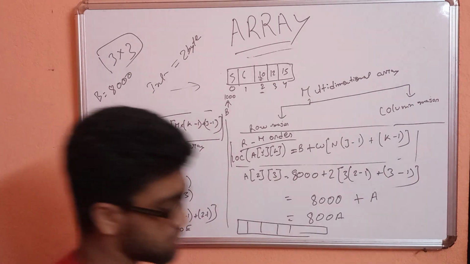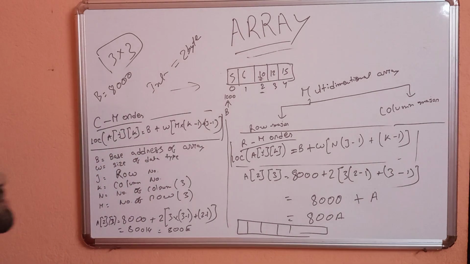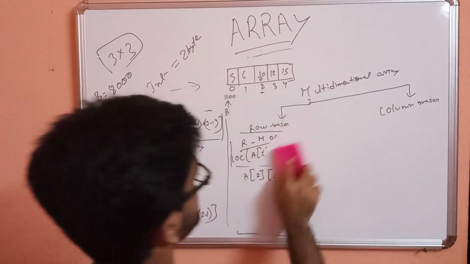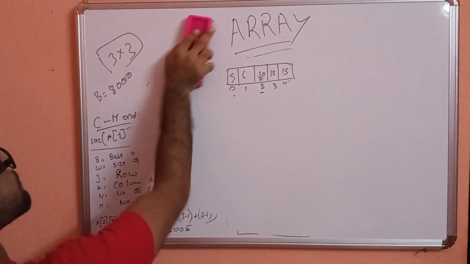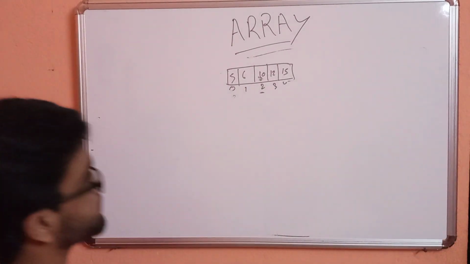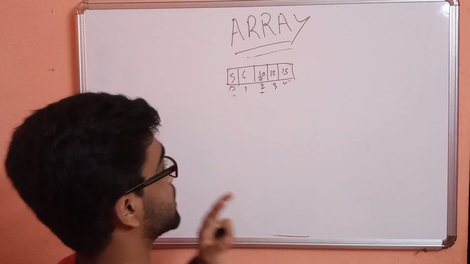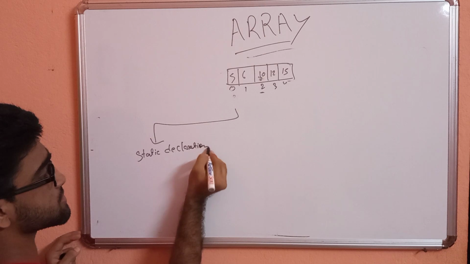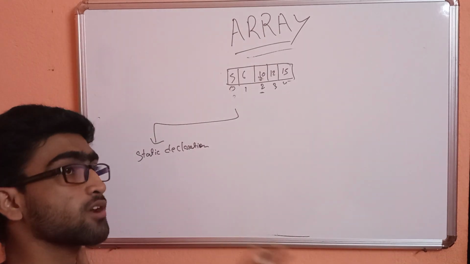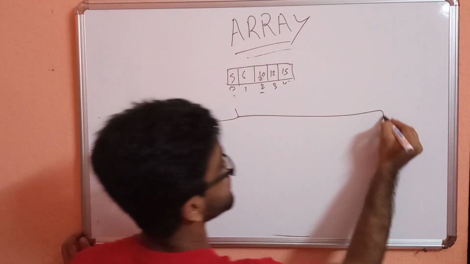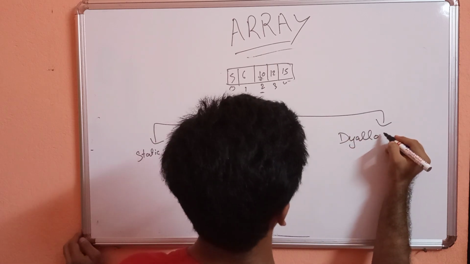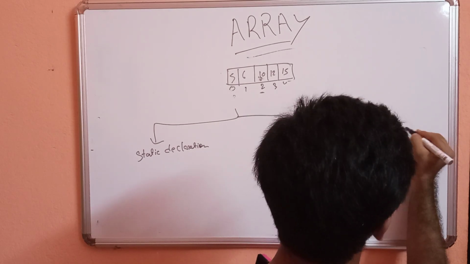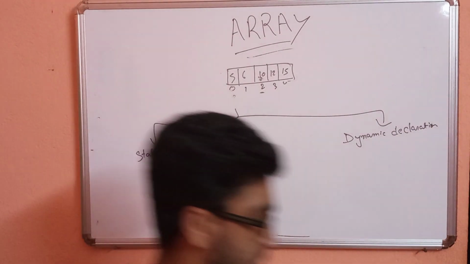Okay. Now, how to declare an array? You can take a screenshot of this part. How to declare an array? It is very simple. We can declare an array in two types. One is static declaration. In this case, the size of the array will be fixed and cannot be altered during the runtime of the program. And another is dynamic allocation, dynamic declaration, sorry. Dynamic declaration or dynamic memory allocation, we can call it.